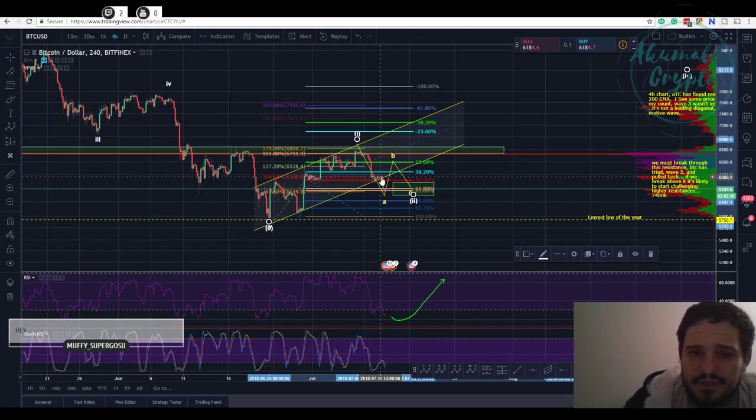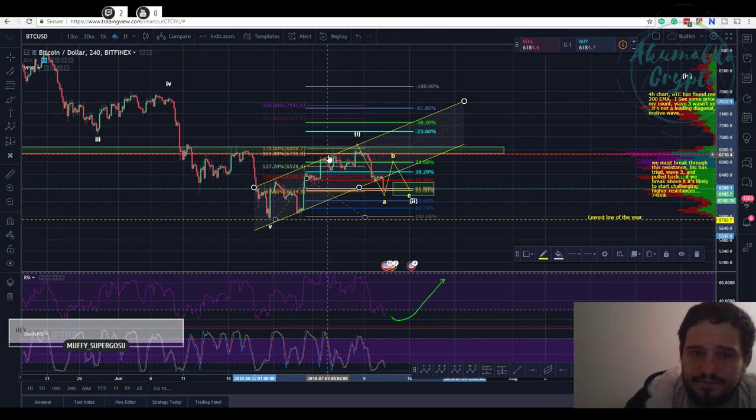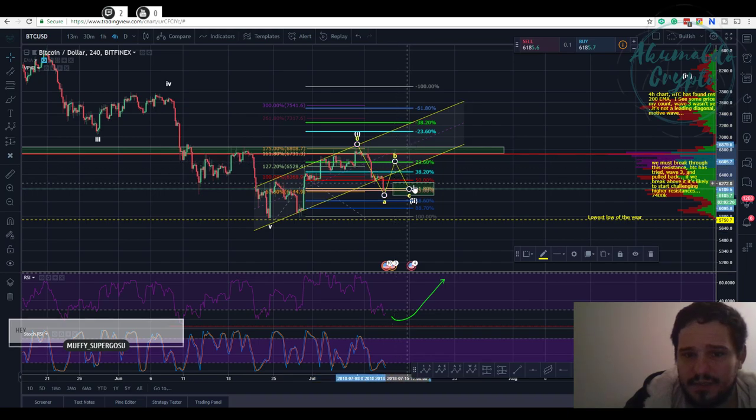Okay, which is not uncommon for Bitcoin to have this truncated C. But as I said, we have broken this channel here. So, kind of difficult to have a bullish count now, right? Yes, it is.